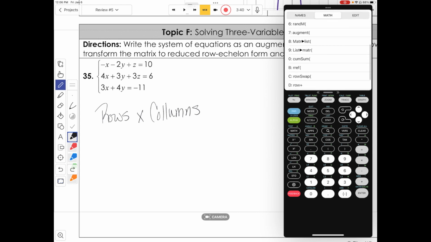The one that we're going to use most often is this RREF. It stands for reduced row echelon form, and we call it really, really easy form. But the first thing we need to do is edit. So we need to build this matrix.